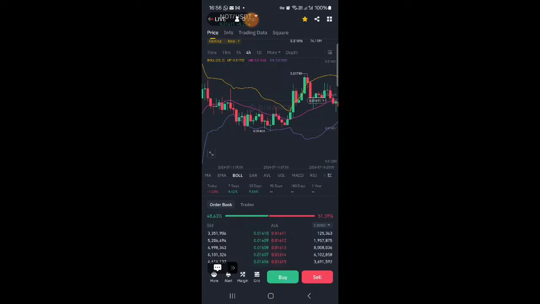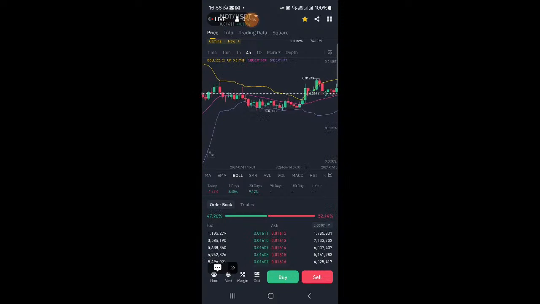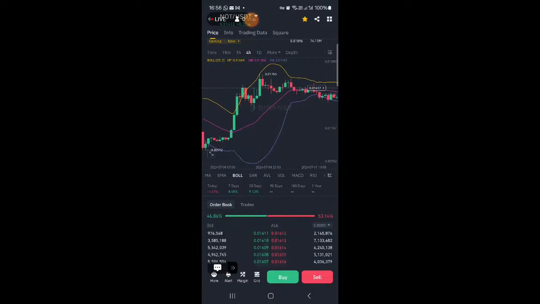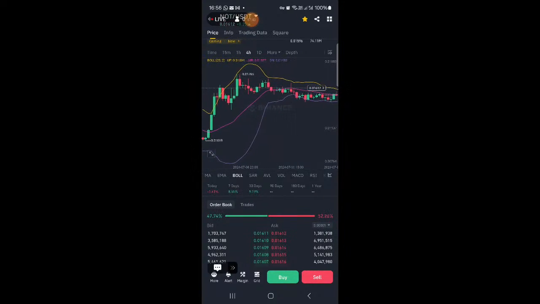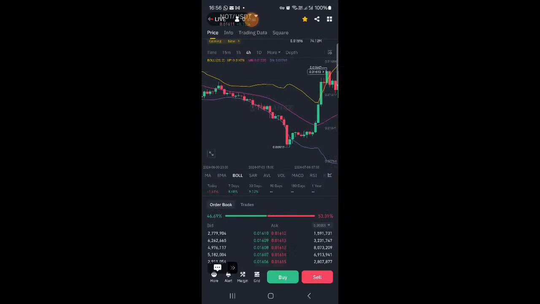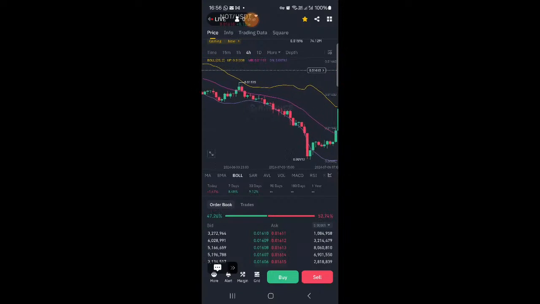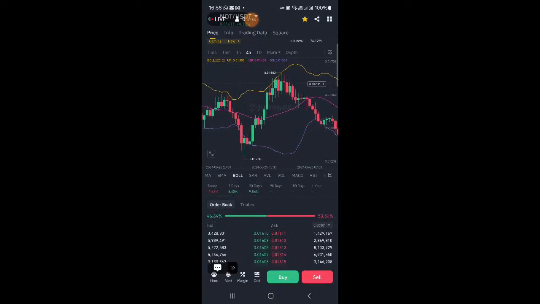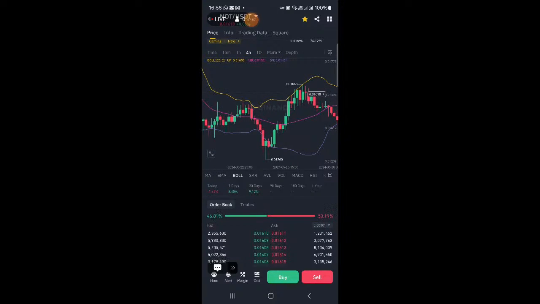Though it ranged for quite a while here at this point before moving up to a higher level. So again, we can see here it traded for a long time on the lower bands. Okay, see here touching and going up, touching and going up. Here also touching and going up.